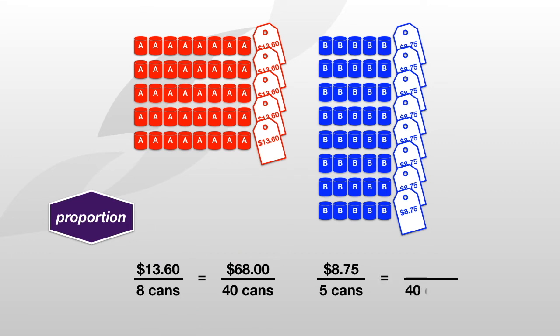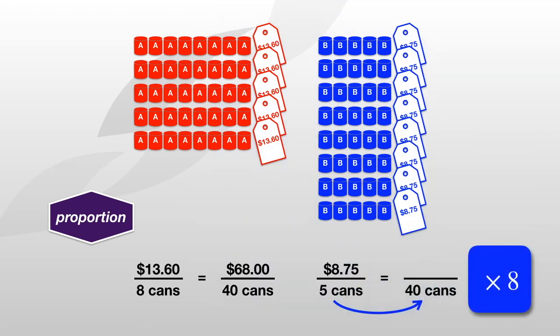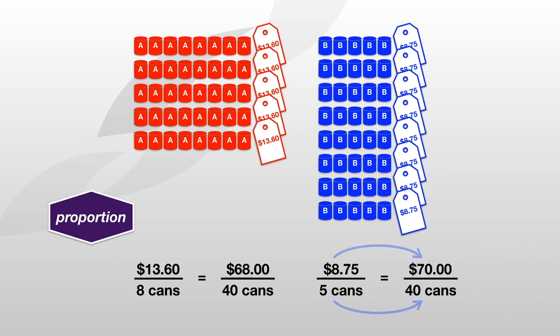To make the number of cans for brand B equal to 40, we multiply 5 cans by 8. Multiplying $8.75 by 8 gives $70. Because the number of cans for each brand is the same, determining the better deal is easier.